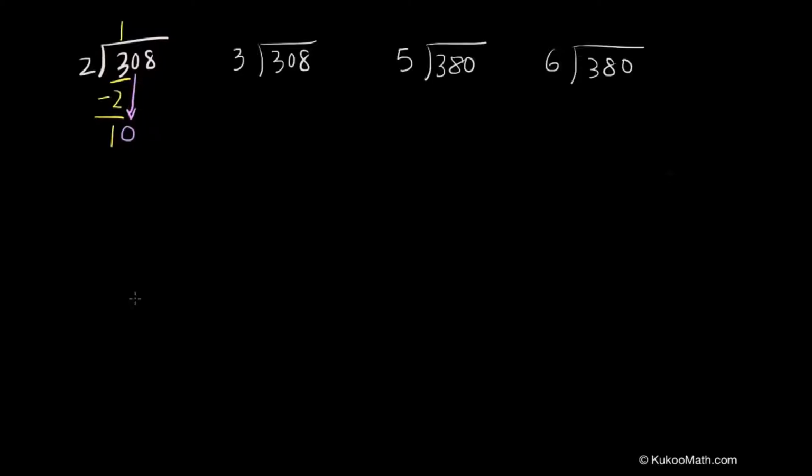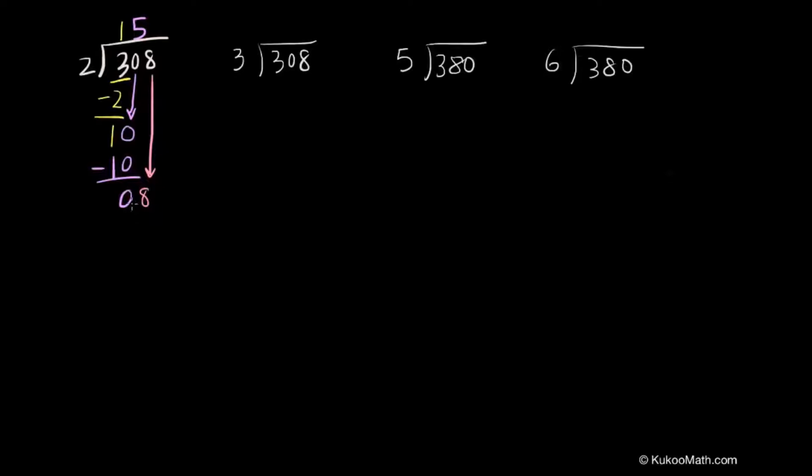Our next step is to bring down the next digit, which is the 0. So now we have 10. How many times can we put 2 into 10? This fits perfectly, so we can do 2 times 5 equals 10. Since it fits perfectly, we write 10 under, and then we subtract and we get 0. But we still have another digit, so our next step is to bring down the 8. And 0, 8 is the same thing as just saying 8.